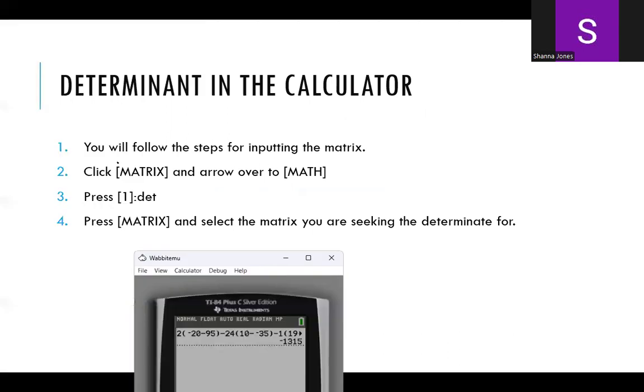Okay. The steps in the calculator are fairly easy. You're going to input the matrix. You're going to click on the matrix, arrow over to math, press determinant, and then go back to your matrix and put the matrix and find the determinant. Okay. So we're going to go through these 4 steps, and hopefully you're like, oh, I could do that.